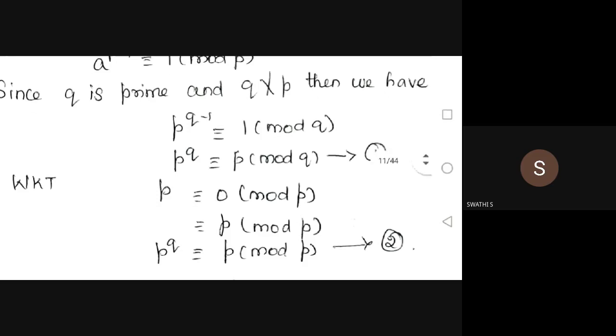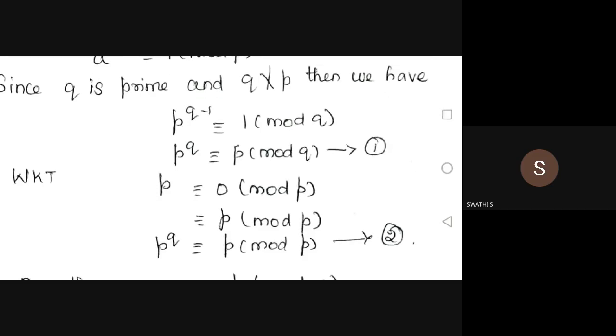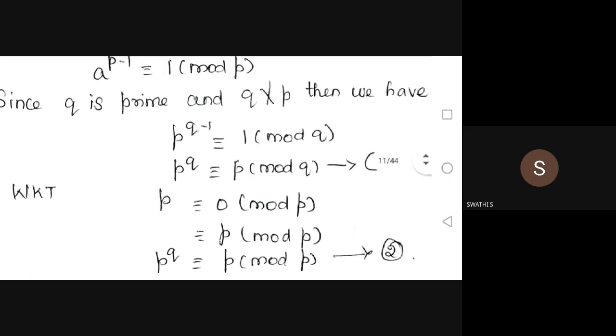So now, P is congruent to P mod P. Then P power anything is congruent to P mod P. Therefore, we can write P power Q is congruent to P mod P. This is equation 2.